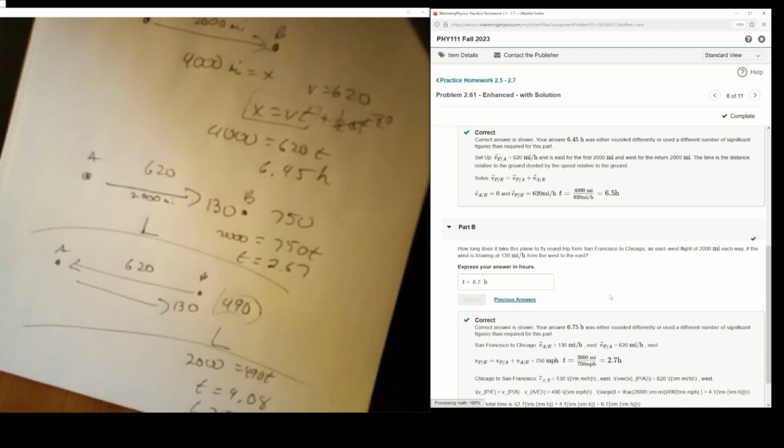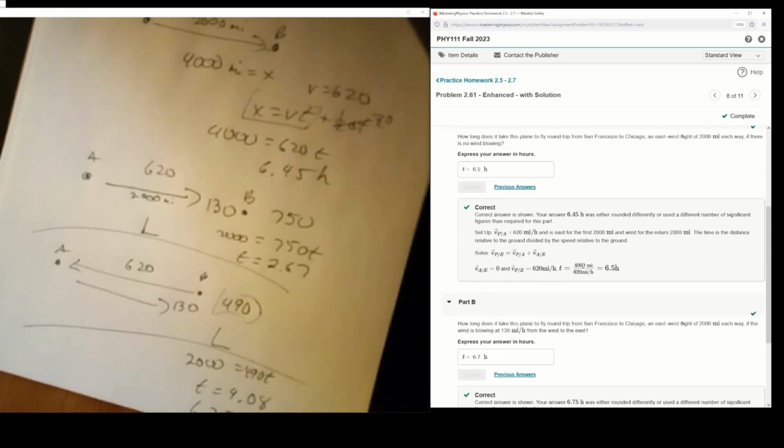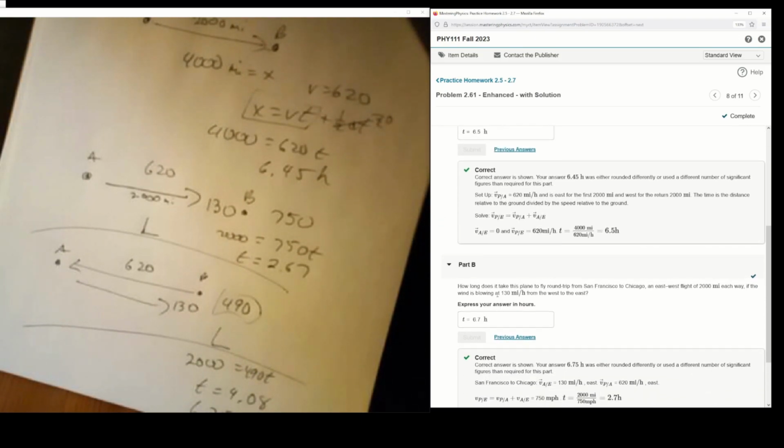So the wind may help us get there from San Francisco to Chicago quicker, but then the wind works against us going the other way, making it overall 0.2 hours longer.